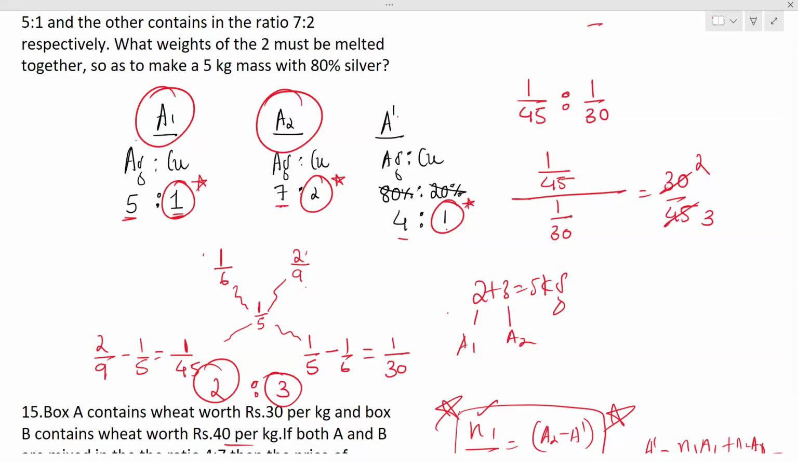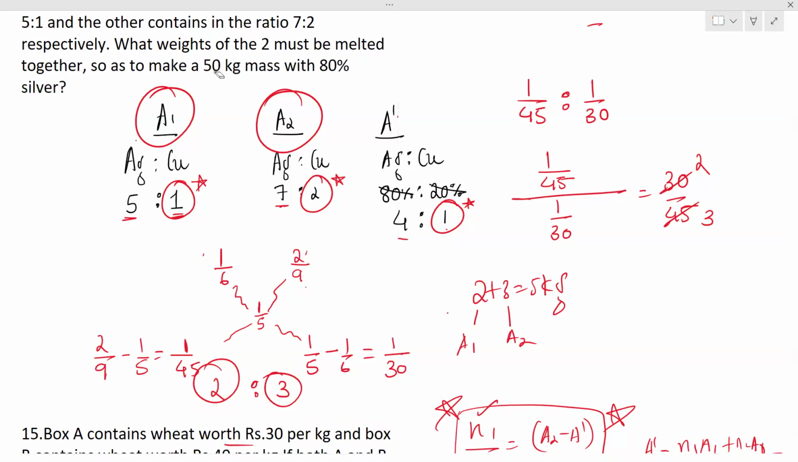Sir, change this question so that I can understand better. Yes. Let's say if I make 50 kg mass of 80% silver. So totally alloy 1 must be how much? 2 parts out of how many? Total of 2 plus 3, 5 parts. 2 parts out of 5 parts, of 50 kg, will be what? Alloy 1, meaning how much do I get? 5 10 times. 2 into 10, 20. In case it is a 50 kg mass, then alloy 1 must be 20 kg. If alloy 1 is 20 kg, alloy 2 will automatically be how much? 30 kg. Understanding everyone? Getting it?